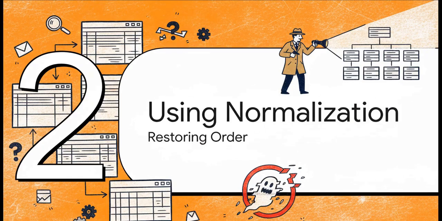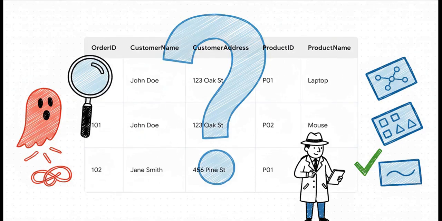Yikes. So how do we bring this suspect to justice? How do we restore order? Well, the number one tool in our detective kit is a process called normalization. And this isn't just some random cleanup. It's a systematic, step-by-step procedure for organizing our data to get rid of that redundancy and stop those data crimes before they happen.